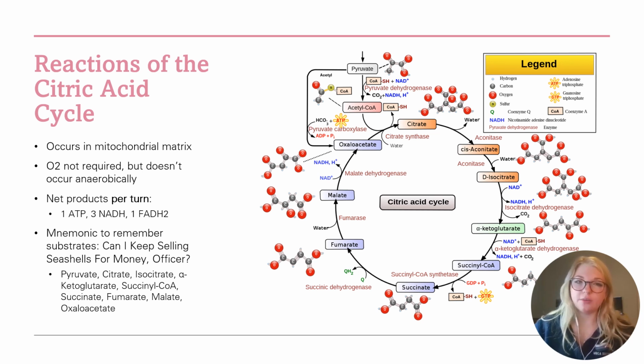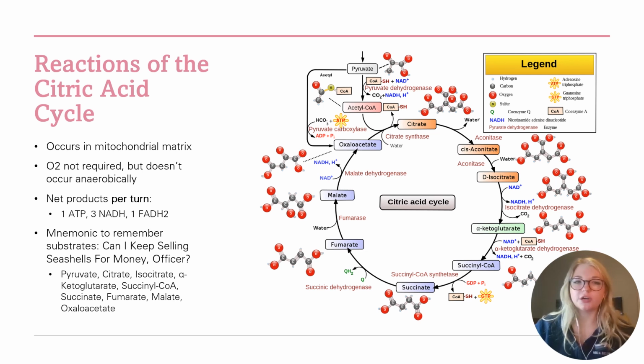We will later talk about the fact that NADH and FADH2 both serve as allosteric inhibitors of the enzymes used in the citric acid cycle. The net products of the cycle per turn are 1 ATP, 3 NADH, and 1 FADH2.